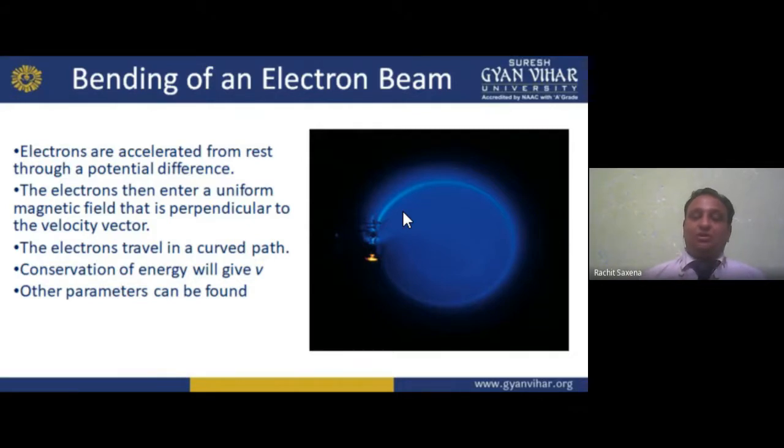So if an electron beam is moving in a curve, it is basically forming a path, traveling in a curved path. Now, conservation of energy will give you the voltage V, and other parameters can be found easily. I hope you understand this.